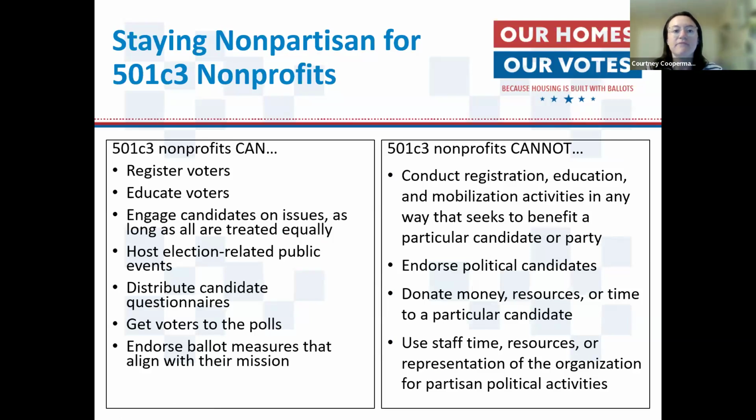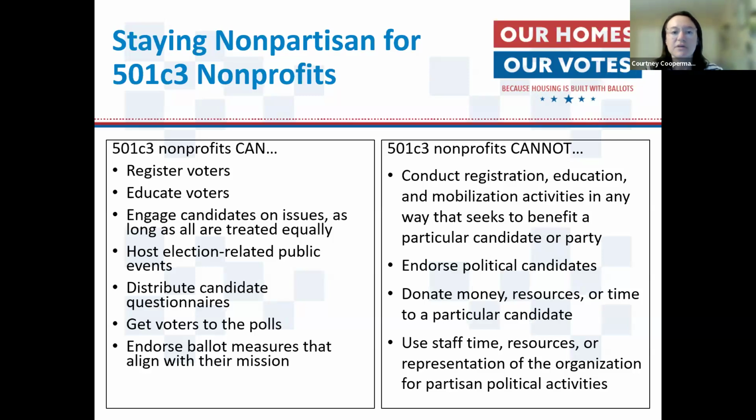This includes registering, educating, and getting voters out to the polls. 501c3s can reach out to candidates to educate them about the organization's priorities, as long as they are reaching out and offering information to all candidates. They can sponsor a candidate forum or town hall, as long as all candidates are invited and given equal opportunity to speak. You're probably starting to notice a bit of a trend here. And they can distribute candidate questionnaires as long as all candidates have equal opportunity to participate.